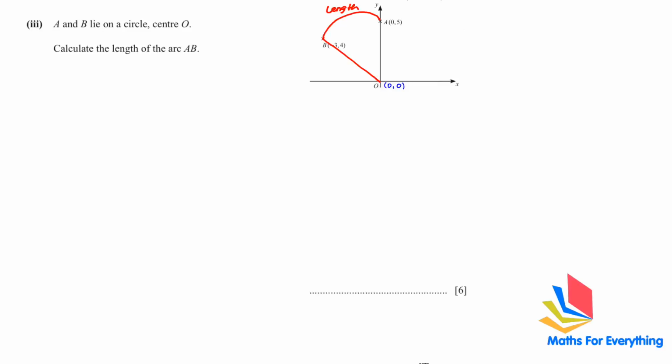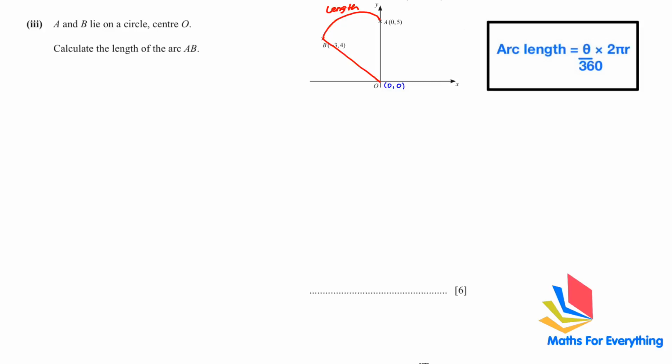To find the length of the arc, we use a formula. Arc length is equal to theta over 360 multiplied by 2 pi r. Theta is your angle. This is your theta here. And r is your radius. Radius, as you can see, is 5. We already got that radius is 5. But we don't have the theta, so we need to find the theta.